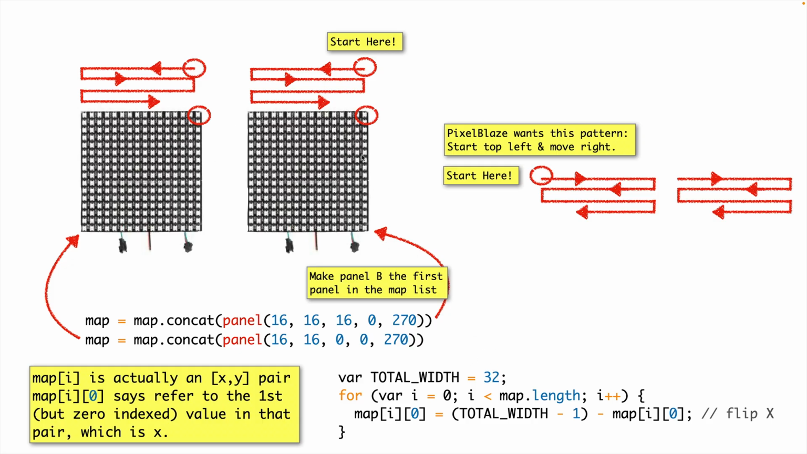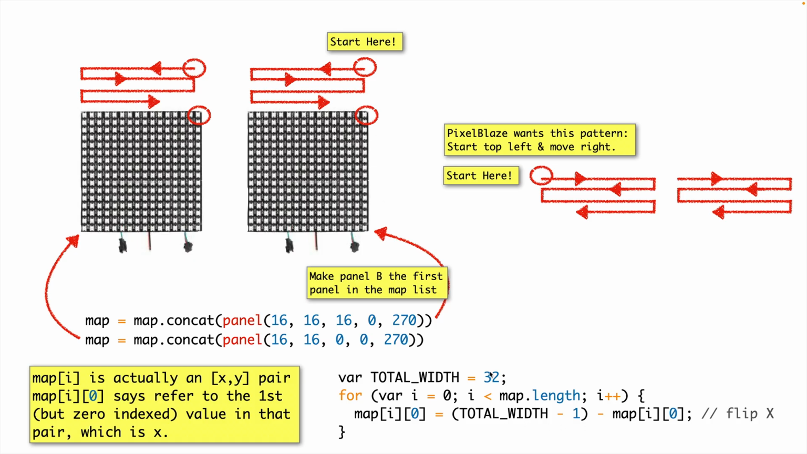So what this code does is it goes through every row and it flips the orientation horizontally. Map I is actually a pair of values, X and Y, kind of like a tuple in Python. So map I in bracket 0 will give us the first value of XY, which is X. And this line of code subtracts the panel width by the current X value of the light.